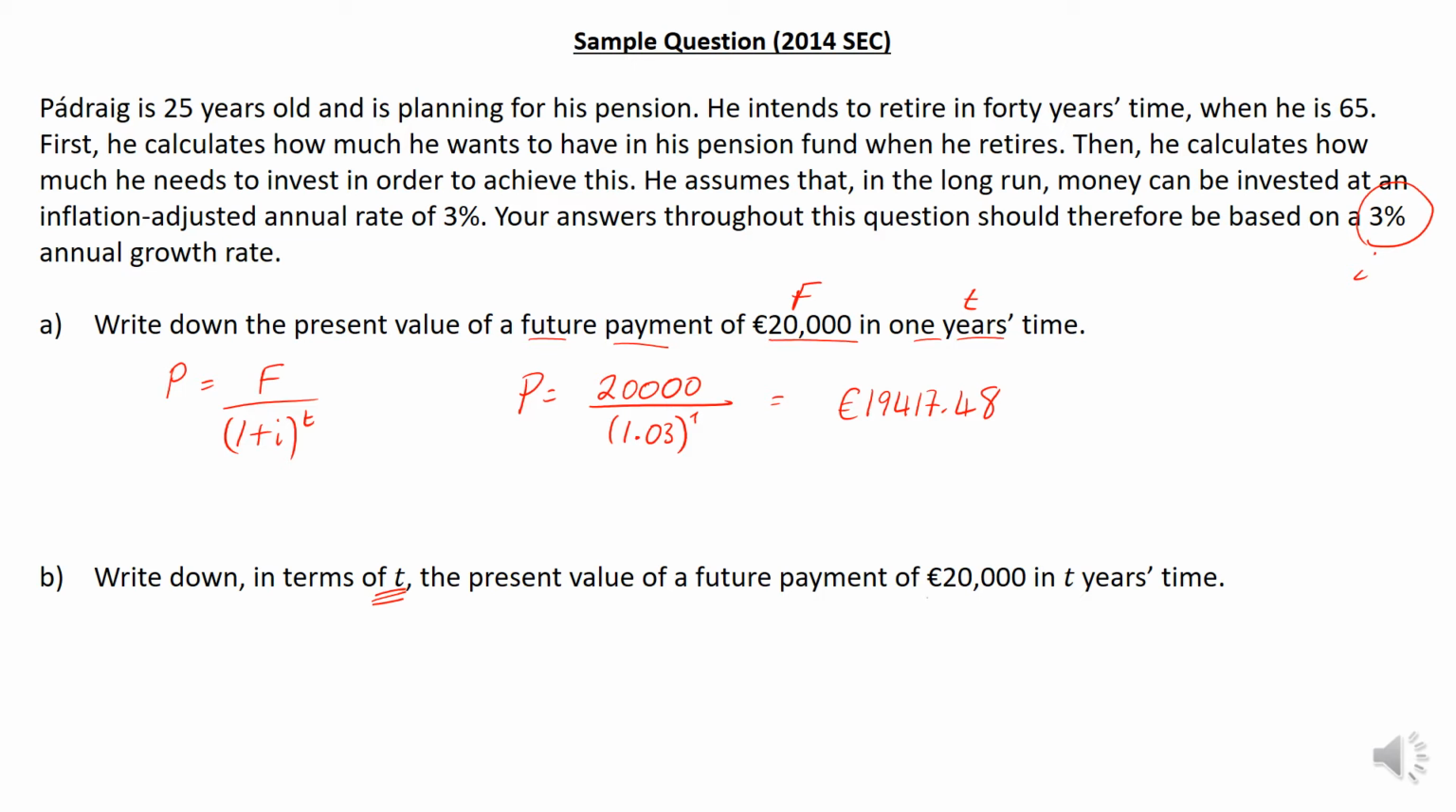We've got the same future payment, same F. T is just T in this example, and our I will be the same 3%. So it's a much more general question. We still have 20,000 and we still have 3%, but we're writing a general expression for any length of time T where you can enter different values of T. Okay, so I get the feeling they're setting us up for the question that is to come.